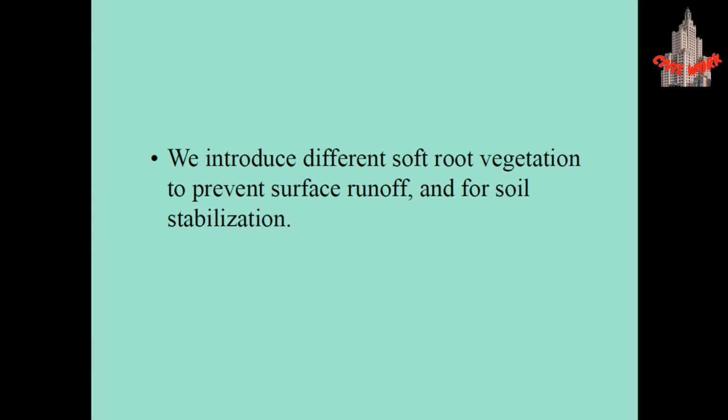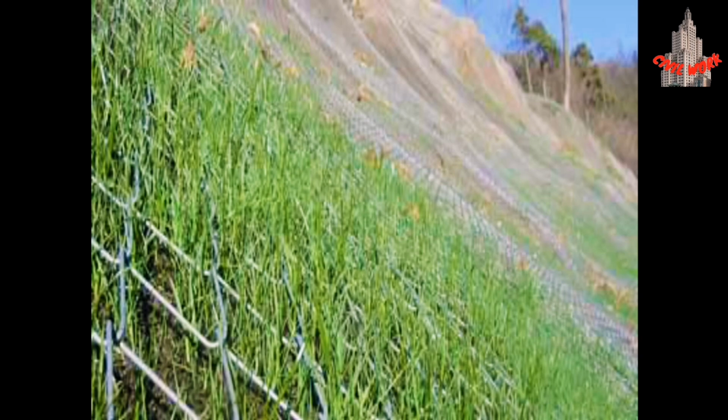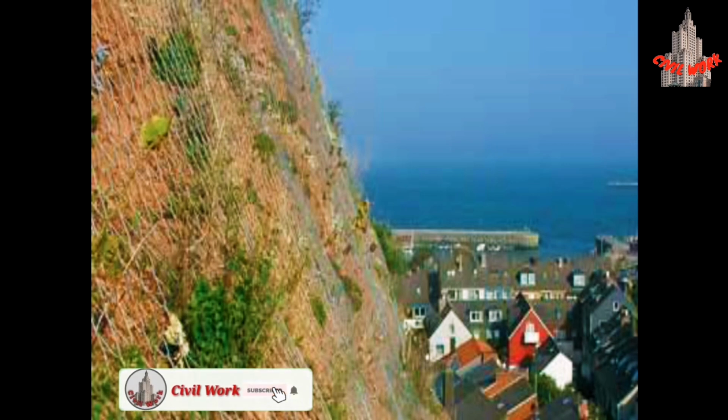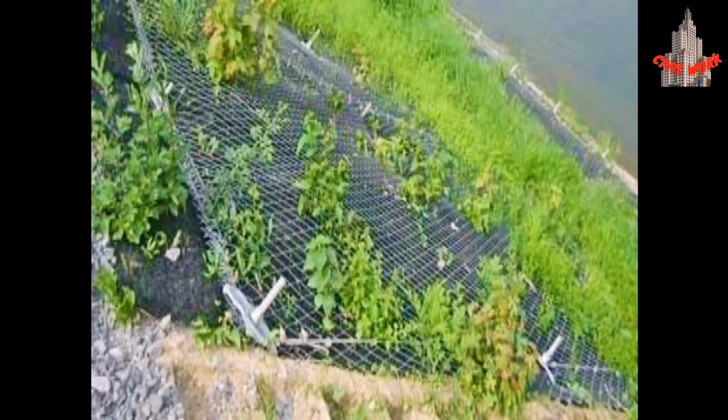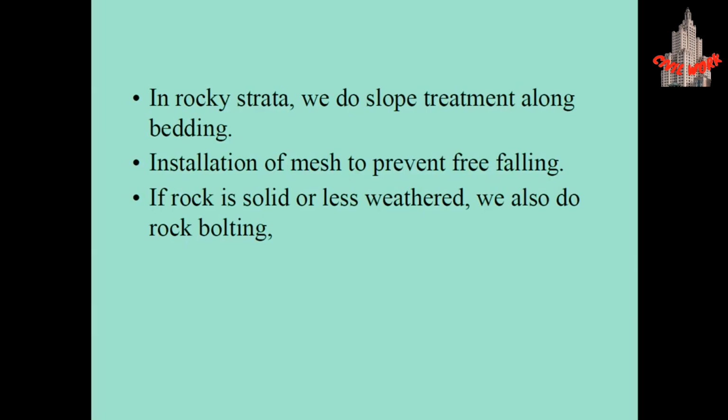We introduced different softwood root vegetation to prevent surface runoff for the soil stabilization. For the soil stabilization, we also provide the wire mesh, like this. In rocky strata, we do slope treatment along the bedding, installation of mesh to prevent free falling. If rock is solid or less weathered, we also do rock bolting.